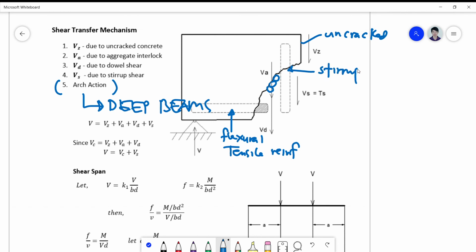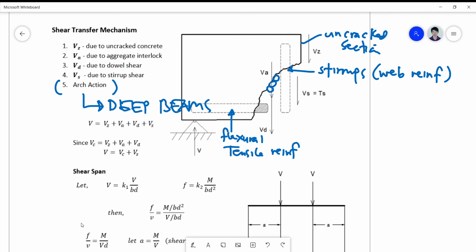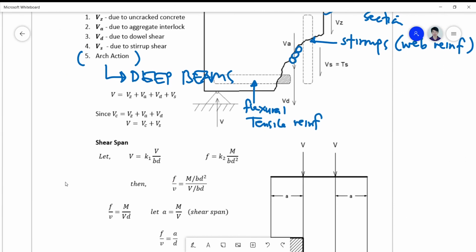Okay, so for your Vc and cracked section, for your Va, this is the aggregate. For your Vd, this is the flexural tensile reinforcement. And for the Vs, you have the stirrups, or what you also call web reinforcement. So this is another term for stirrups. And the total shear expected on the beam to resist the actual shear force is simply the sum of the four, without the arch action, because this is a different topic.